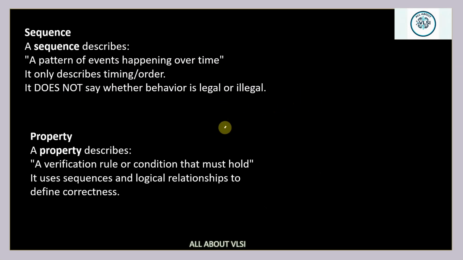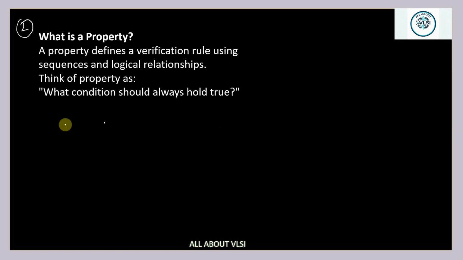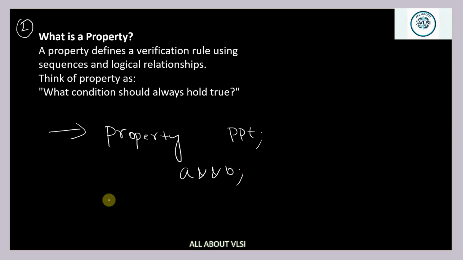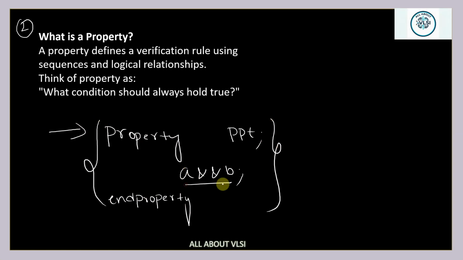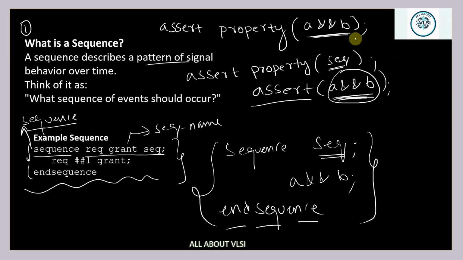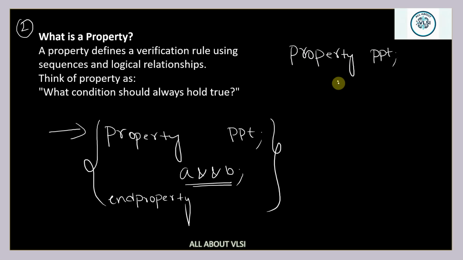If I want to tell you how you're going to use your property, you can directly write property, then the property name, followed by whatever condition you're going to have, followed by end property. This is also one kind of block which can contain the direct relation. Or else you can have the property block declared, and inside it you write whatever sequence you have, SEQ, followed by end property.